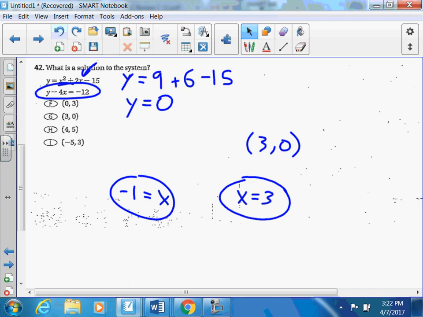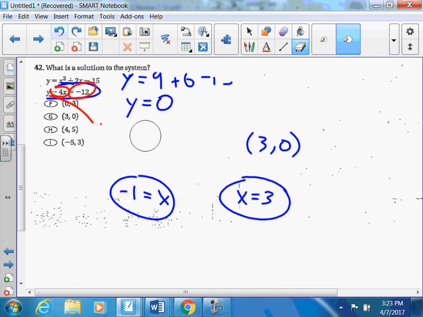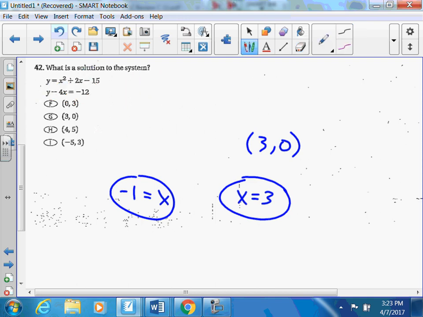Now I'm going to make sure that 3, 0 is also a solution for this right here. So that means I'm going to plug in 0 for y and 3 for x, because that would be minus 12. If you plug in 3 here, negative 4 times 3 is negative 12. And does that equal negative 12? So I would say yes, it does. So therefore, we know that 3, 0 is a solution.